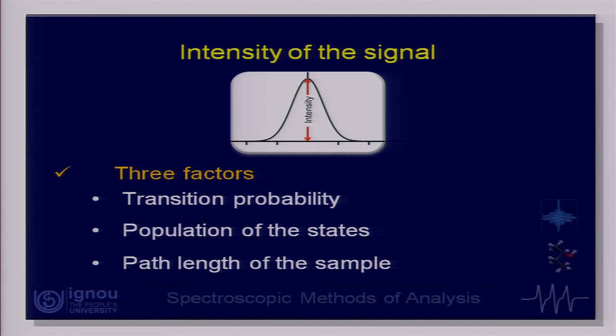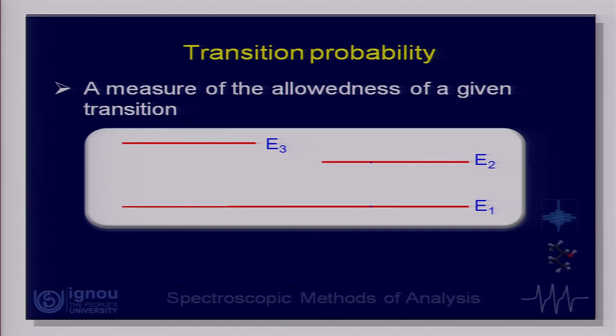First, the transition probability. Transition probability basically is a measure of the allowedness of a given transition. Now, what is this? Okay, let's take this picture here. I'm showing here three energy levels: level 1 with energy E1, level 2 with energy E2, level 3 with energy E3. Now, let me think of two possible transitions, one from E1 to E3 and second from E1 to E2. I call it transition 1, and I call it transition 2.